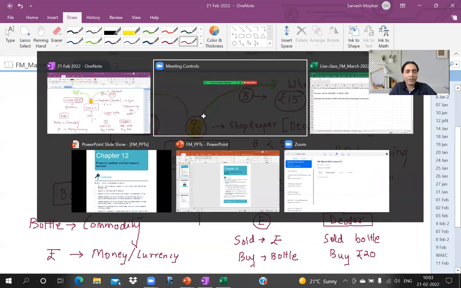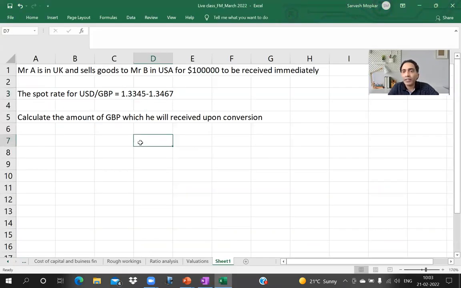Now, look at this quotation and tell me which is the lower price and which is the higher price. Very good. The left side is the lower price. Right side is the higher price, and it will always be like this. Quotations are always like this. Left side is lower, right side is higher. All of you get it? All of you are understanding this.